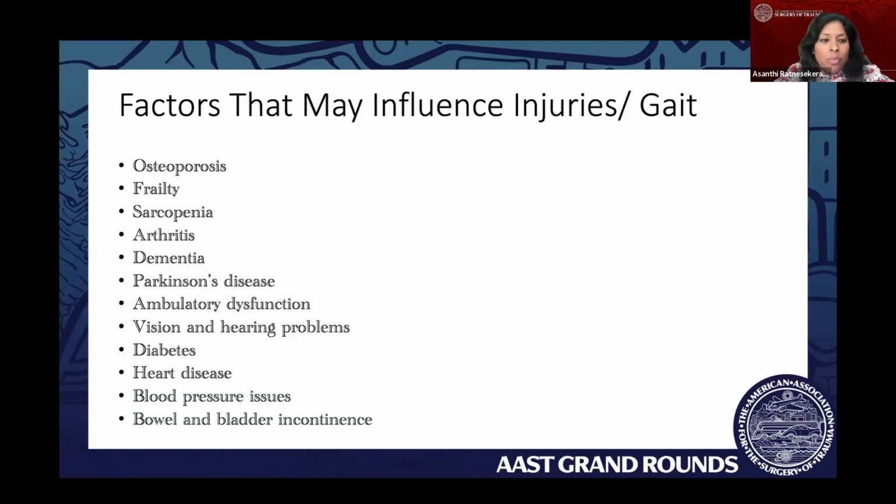Sarcopenia is muscle wasting, when muscle is replaced with fibrofatty tissue, another sign of frailty, mobility issues, and protein calorie malnutrition. Arthritis, dementia, Parkinson's disease, all of these disease states change their gait and their sensory input. Ambulatory dysfunction due to other comorbidities or chronic spine or pain issues, and vision and hearing problems can alter how they see and hear traffic lights or see a step that's coming up and miss it. Other comorbidities such as diabetes, heart disease, and hypertension can also affect your gait.